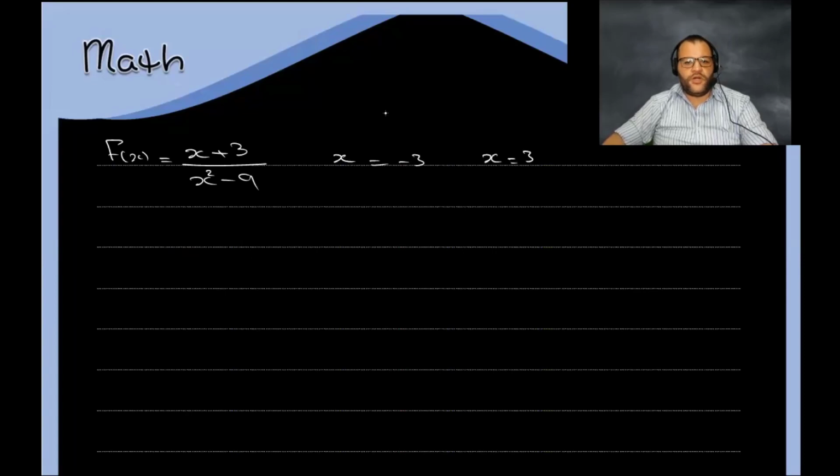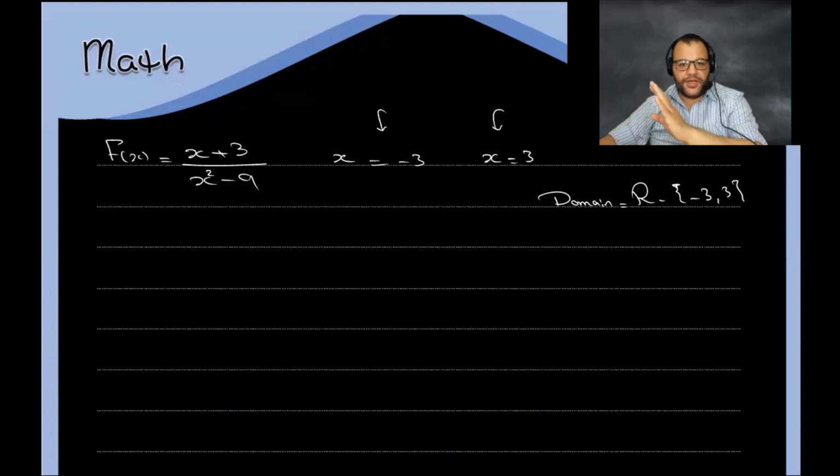That's right. One of them was removable and the second was infinite discontinuity. How can you know that? At first, find the domain. What is the domain for this function? R minus negative 3 and 3. It means if you replace x with negative 3 or with 3, it's not accepted because we eliminated them from the domain. For both, the function is undefined.